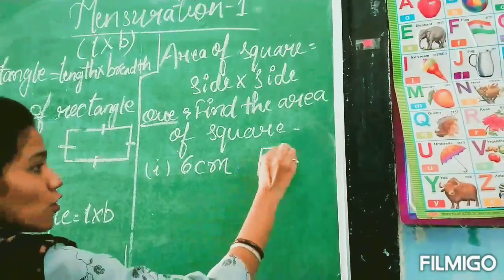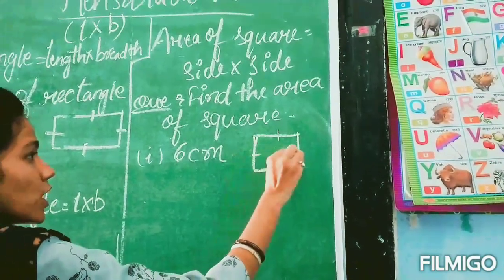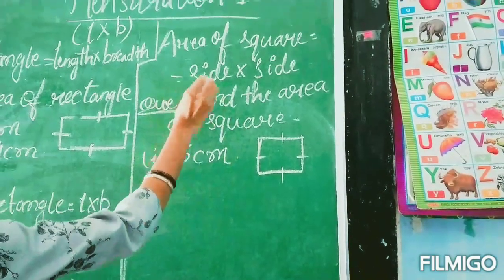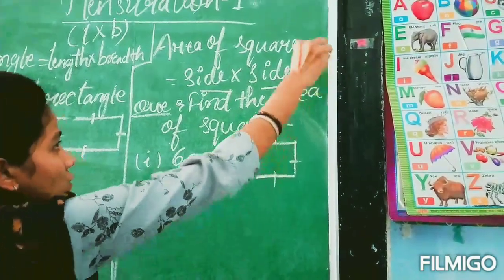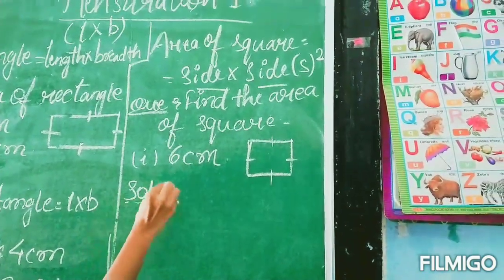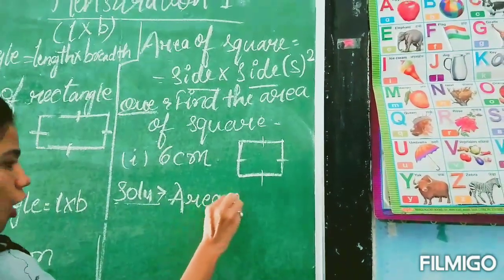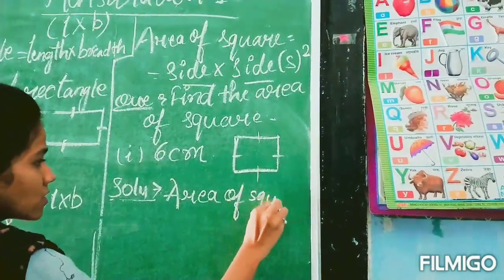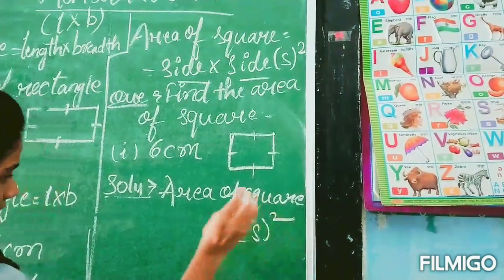Next, another question. Area of square. Square has 4 sides equal. Square के चारों sides equal होते हैं, इसलिए उसका formula क्या होता है? Side into side, means side का square. Solution. Formula of area of square: area of square is side square.